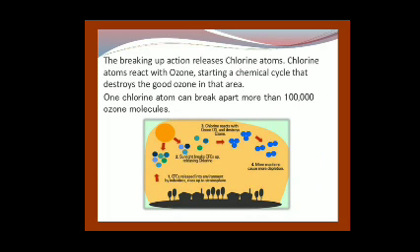The breaking up action releases a chlorine atom. This chlorine atom reacts with ozone, starting a chemical cycle that destroys the good ozone in that area. One chlorine atom can break apart more than 1 lakh ozone molecules. See here.